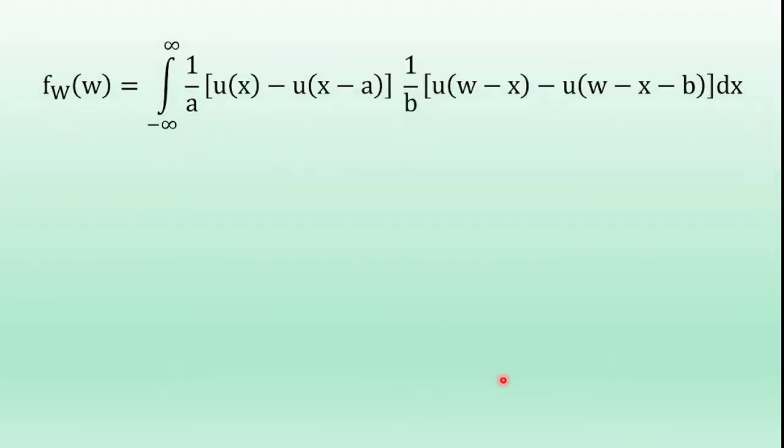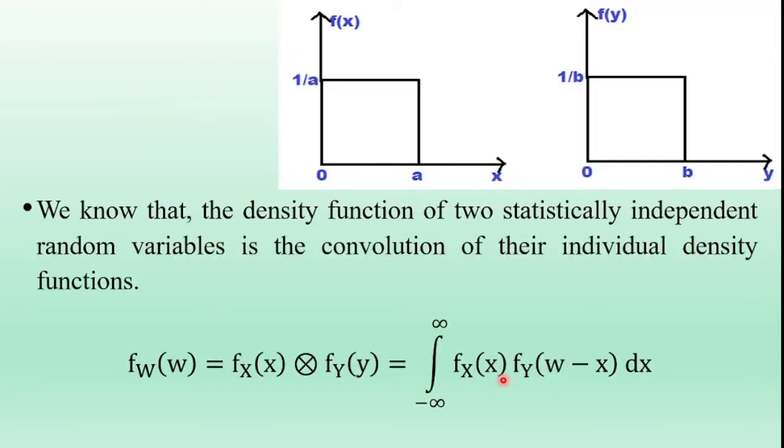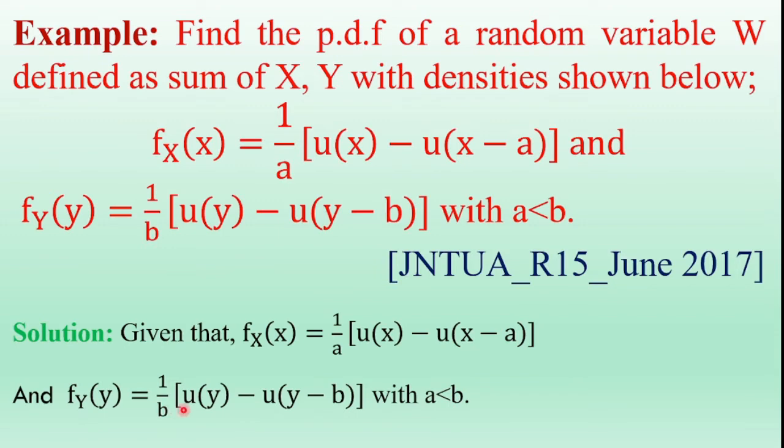Now here fx of x is 1 by a into u of x minus u of x minus a, and fy of y is 1 by b into u of y minus u of y minus b. Now we substitute y equal to w minus x in the fy of y expression, and we get fy of w minus x is 1 by b into u of w minus x minus u of w minus x minus b.